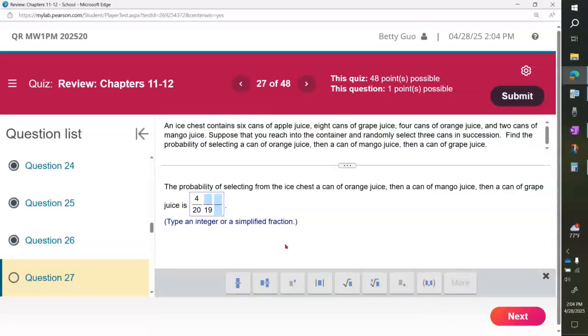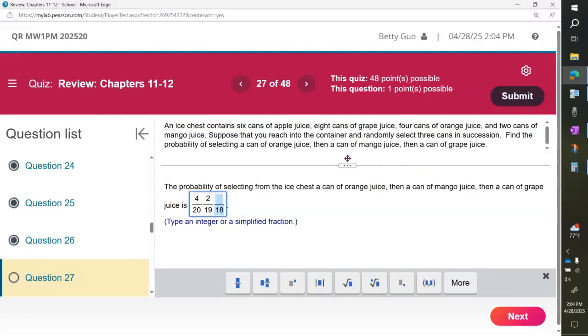And what's the probability the second time you get a mango juice? Since the first time you got an orange juice, that does not change the number of cans of mango. You still have 2 cans of mango. So 2 over 19. That's the probability of getting a mango under the condition the first time you got an orange. Okay? Now you pass the mango juice to another friend and he drank it, and you lost a mango. And now the chest only has 18 cans, right?